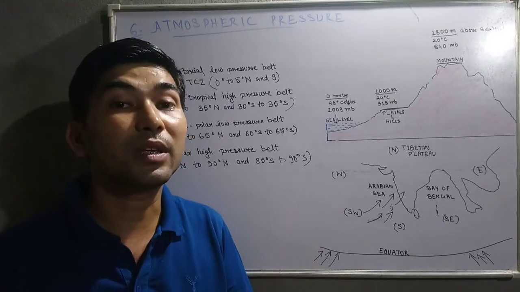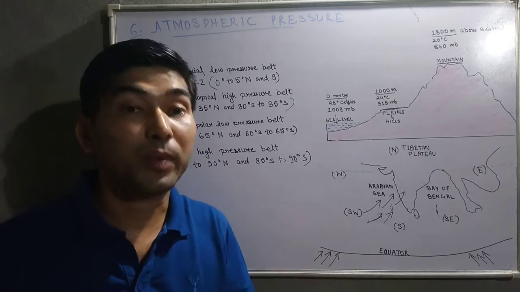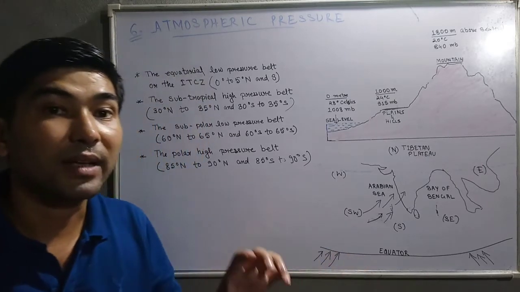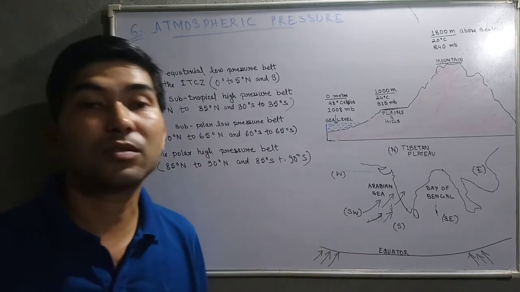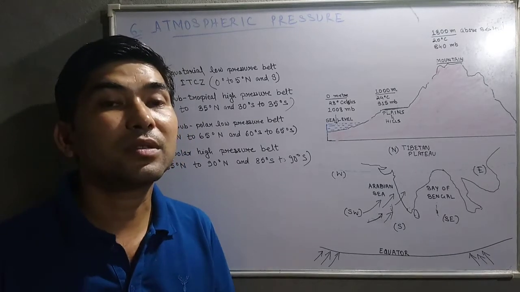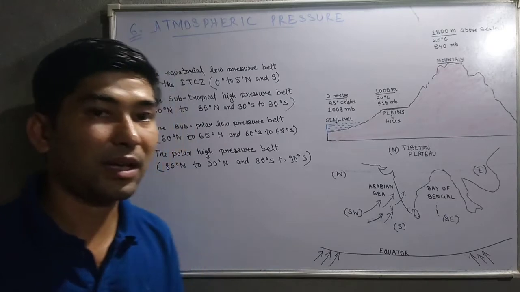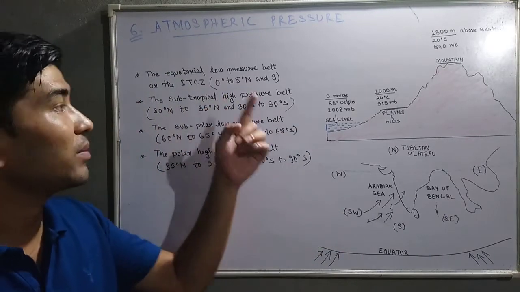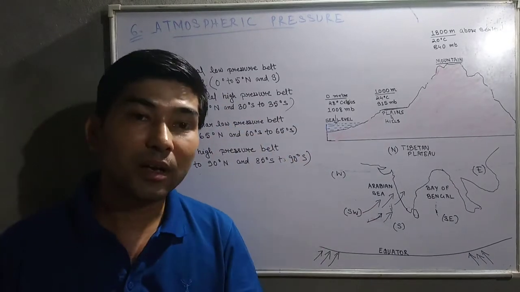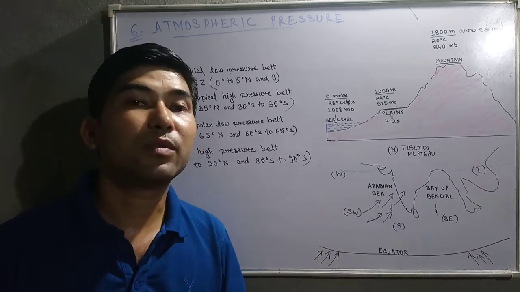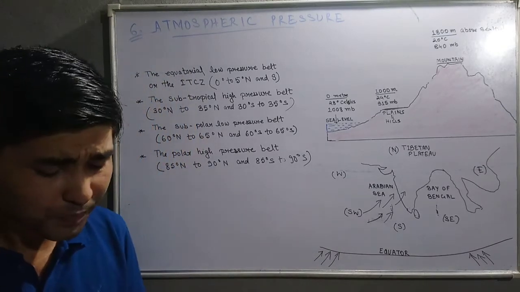Intertropical convergence zone here refers to the tropics: the torrid zone, the temperate zone, and then the frigid zone. From there the air comes and mixes in the ITCZ. ITCZ means 0 to 5 degrees north and 0 to 5 degrees south. Here the different trade winds come and mix.